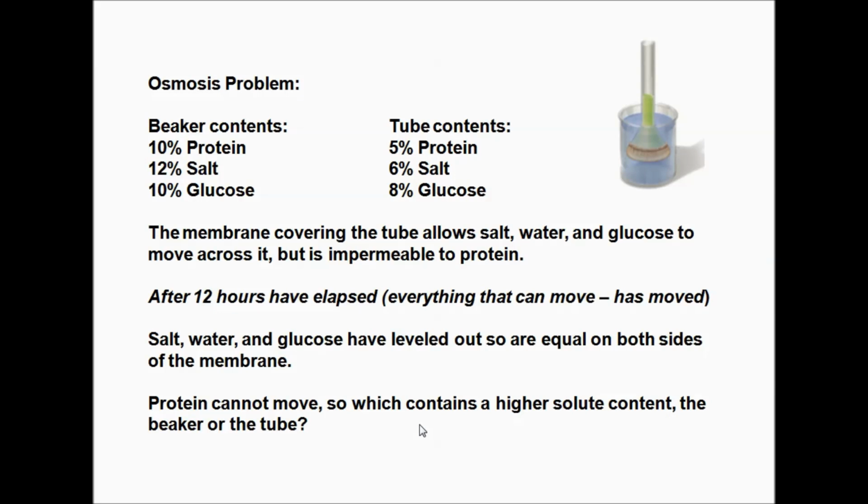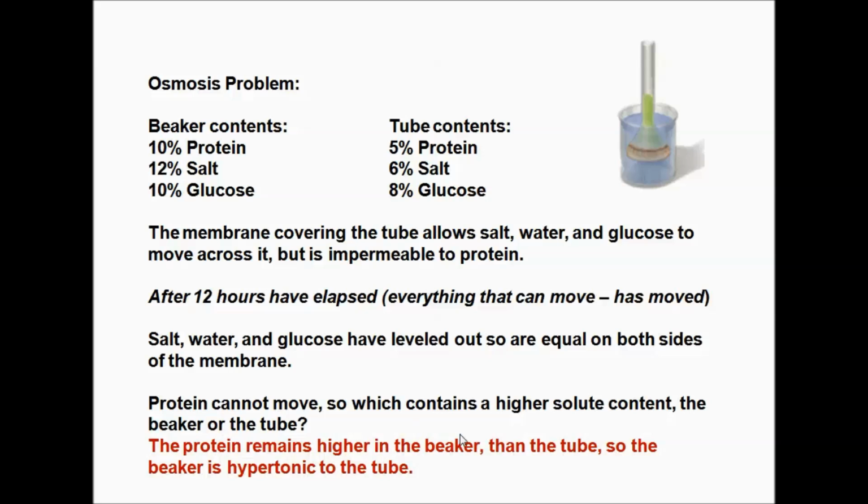So, which contains a higher solute content, the beaker or the tube at the end of your time? The protein remains higher in the beaker. It was 10%, so it's going to have more. Because everything else was able to move except the protein, we end up with a higher protein percentage in the beaker, so it is hypertonic to the solution that was in this tube.